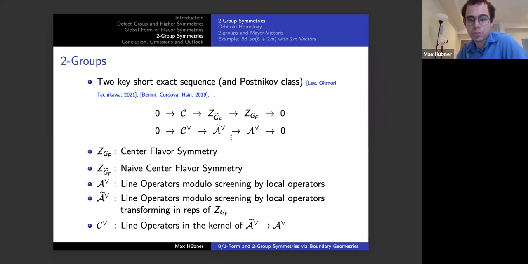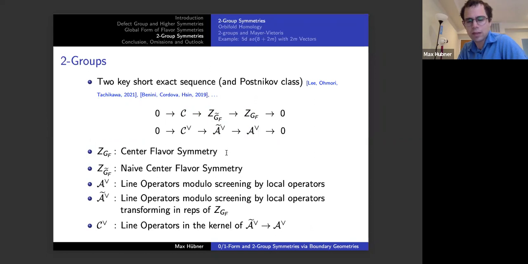So what are the players in this sequence? We have the naive center flavor symmetry, and we have a leftover bit. In a sense, we've geometrized this part completely. We have line operators modulo screening by local operators. These are the Wilson lines, which we've also understood. Then we have a slightly finer object, which are the line operators modulo screening by local operators transforming in representations of ZGF. And then we have the kernel of this projection, so also the leftover bit.